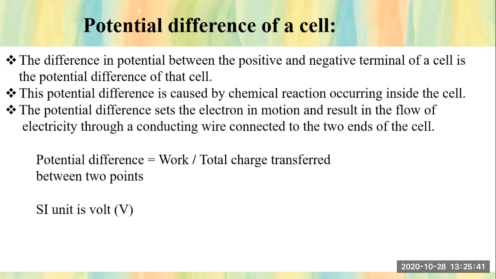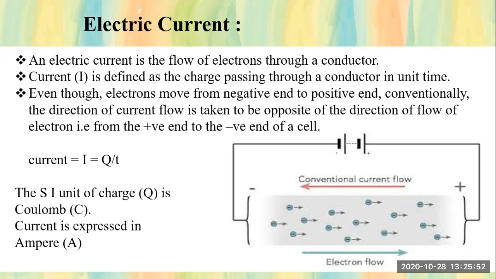So hope you all have understood what potential difference is now, right? It is very easy. Now we are going to learn about the next point, that is electric current. Now this is a very interesting topic, electric current. See the first point: an electric current is the flow of electrons through a conductor. I have already told you that when electrons are set into motion, we will see a flow of electric current, right?